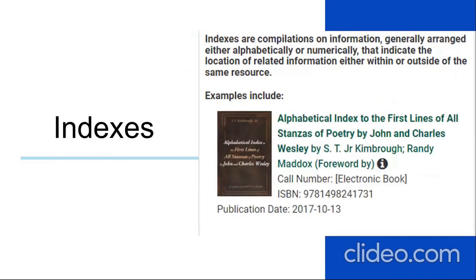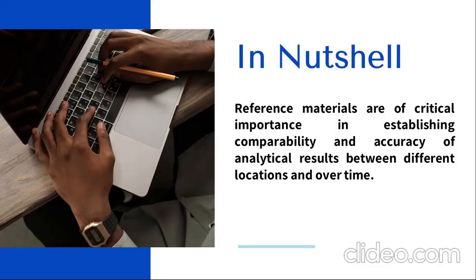Then we have indexes, which are especially useful for the research purpose. Indexes are compilations of information, generally arranged either alphabetically or numerically, that indicate the location of related information either within or outside of the same resource. In a nutshell, we can say that reference materials are of critical importance in establishing comparability and accuracy of analytical results between different locations and over time.